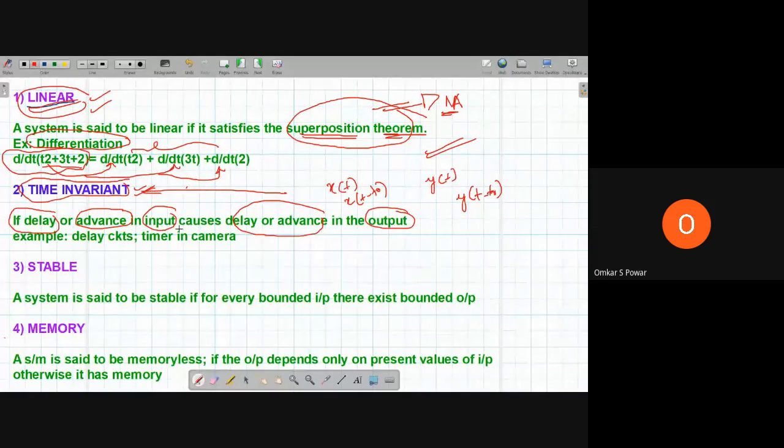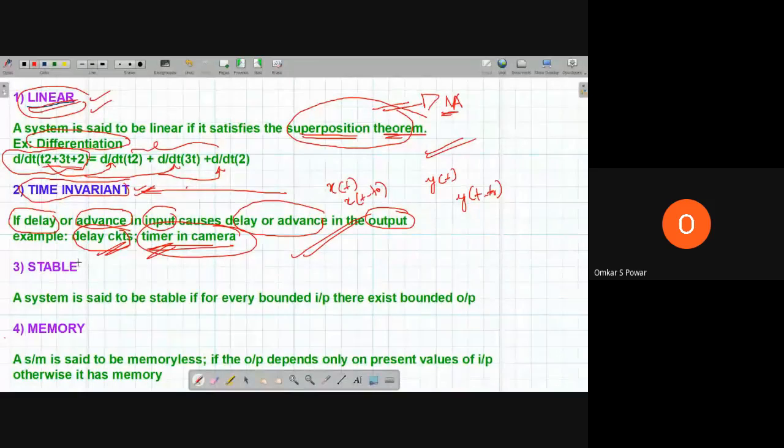Where do we use this practically? In delay circuits, in cameras. While you are taking a photo, you will use the timer in the camera, like ding, chak, pose, you will do. So that is the time invariant property.